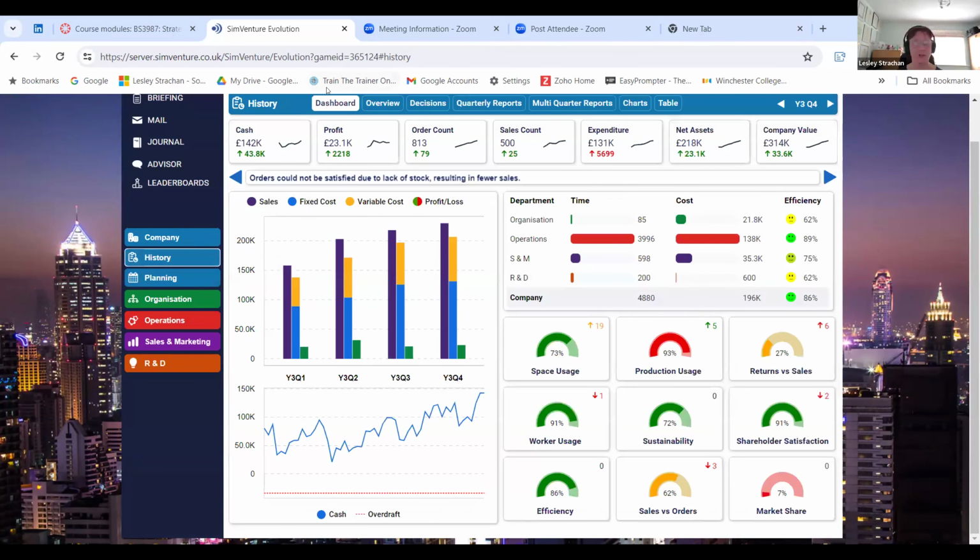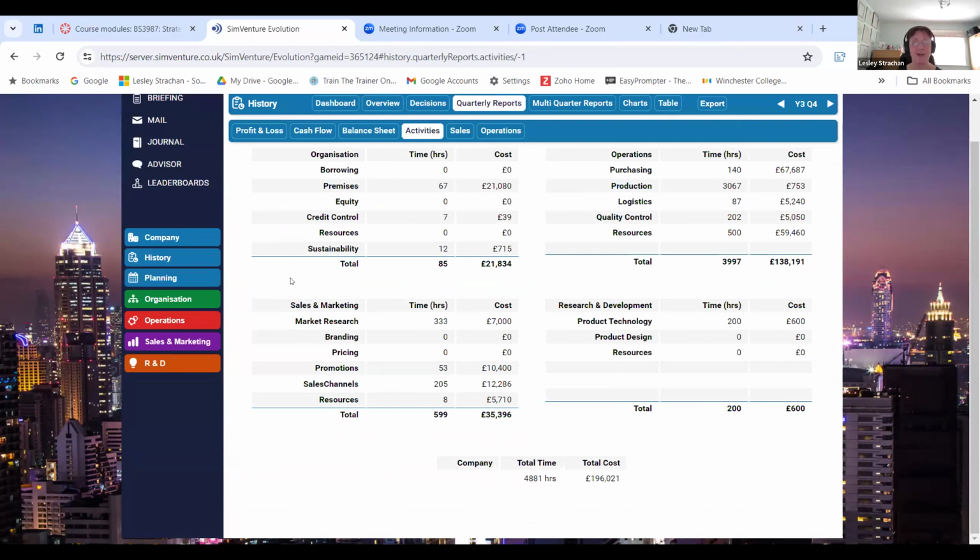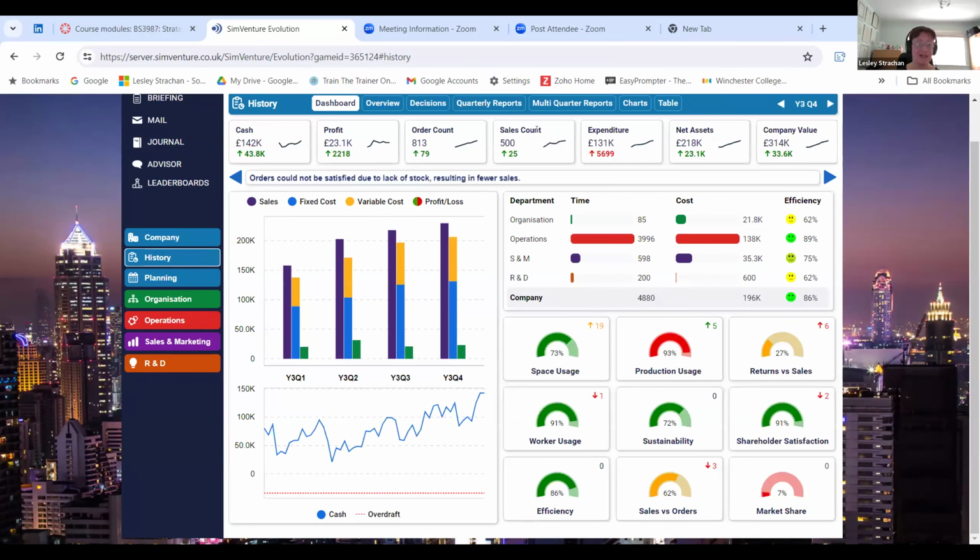Okay, so here we're actually going to go along to our quarterly reports and then our activities. And here it will tell you how much you're actually spending on market research, nothing on branding and pricing. You spent £10,400. So in terms of your overall turnover, you need to look at the sales figures, and then as a total of your promotions and your sales channels, your market research and resources, you're actually spending this quarter £35,396. Over time, it's cost you as a whole for the company 196,021. This is the figure that we need to focus on now. In history, we then have to look at our sales count and our turnover.